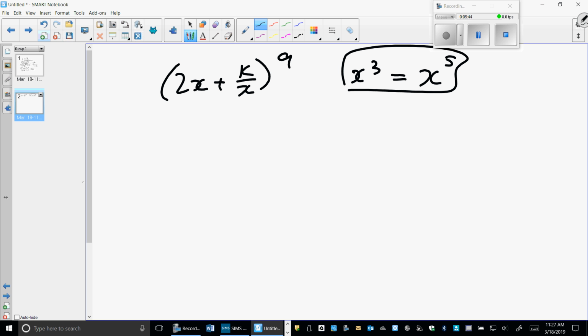And this is where many of you made a mistake. You didn't rewrite this properly. What should this be when it's rewritten? Yeah, so this is 2x plus kx to the minus 1. Okay? Done?